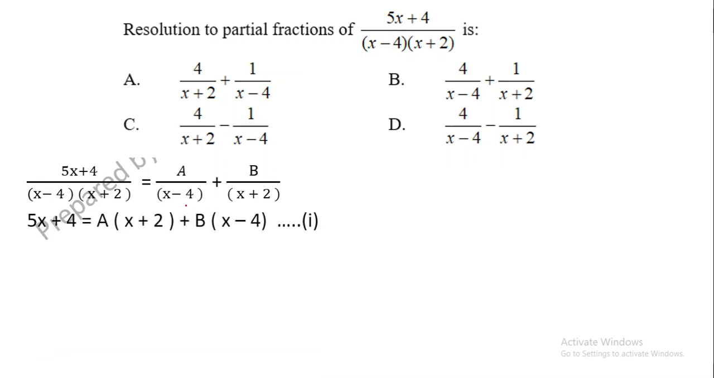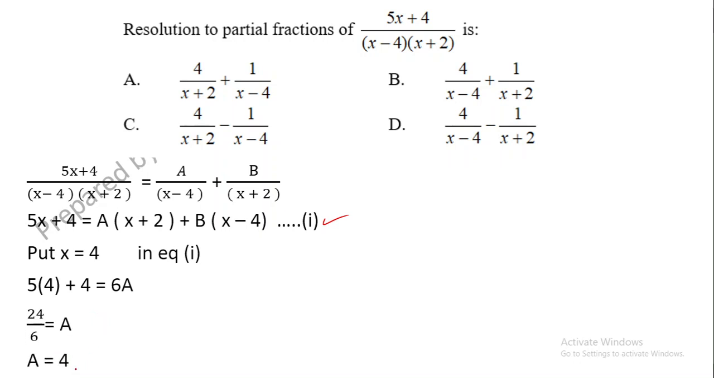However, you have to handle this one a little bit. Just put x minus 4 equal to 0. That means x equals 4 in equation number 1. When you multiply with the LCM, you will get this equation, which is very important. As soon as you put x equal to 4, this term will be eliminated. Substitute the value of x wherever you want, and then solve this one. You will find the value of a is equal to 4.